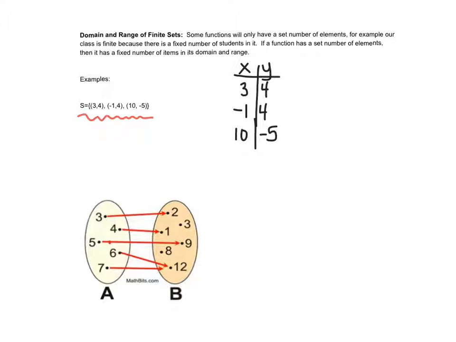So domain and range is very simple for this. And it's not an interval notation because it's a fixed number of elements. The domain are just the x values that this relation will take. The only x values that this function is defined for are 3, -1, and 10. So typically we'll just put those in brackets: 3, -1, and 10.